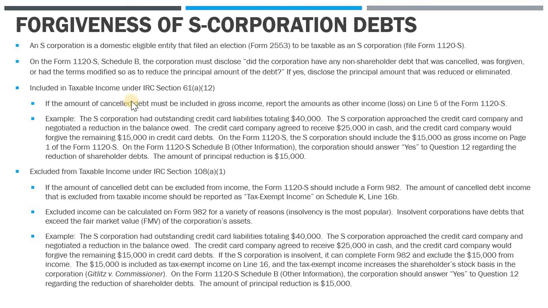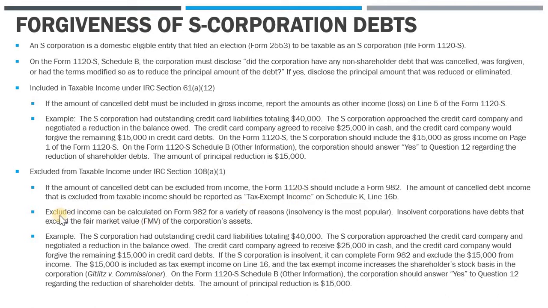Now, that's the baseline rule: it's included in income. What can you do to try to not have to pay tax on that canceled debt income? Well, there's a couple exclusions available. It can be excluded from taxable income under Section 108(a)(1). If the amount of canceled debt can be excluded from income, the Form 1120S tax return should include a Form 982. Form 982 is an exclusion from taxable income for canceled debt. The debt still has to be reported, but now it's going to be reported as tax-exempt income on Schedule K. That's important because it's not going to be lumped into line 1, ordinary income or loss. It's going to be separately stated as a tax-exempt income line item. So it still impacts the shareholders' K-1 and their basis, but because it's separately stated, that's how the shareholder knows that they're not subject to tax on it.